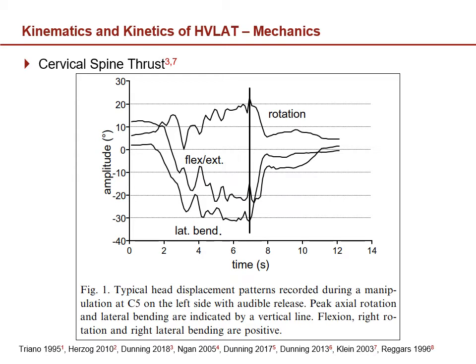So this is a typical head displacement pattern recorded during a manipulation at C5 on the left side with an audible release. The peak axial rotation and lateral side bend are indicated by that black line that you see, and you'll notice that they are inverse to one another. And then the flexion, right rotation, and right lateral side bend are positive. So I know it doesn't seem as though they're positive just because they show negative values or amplitudes here by the degrees. It is important to orient these to the actual plane of the thrust.